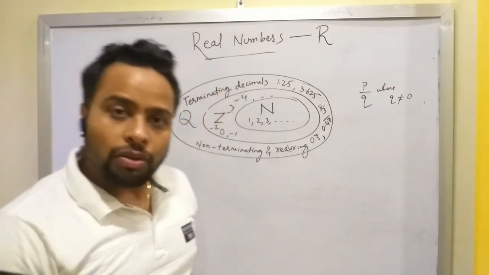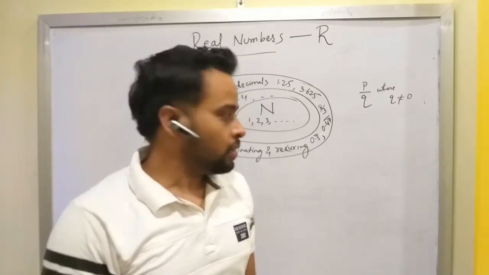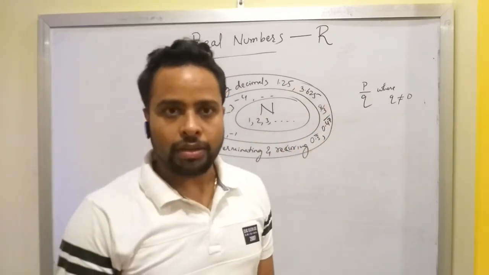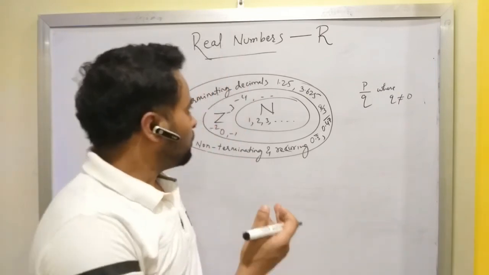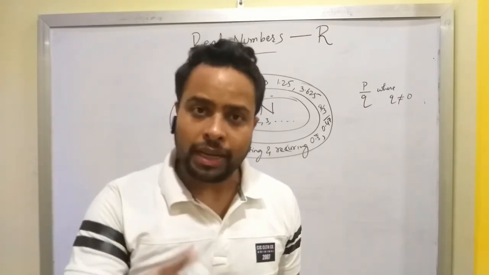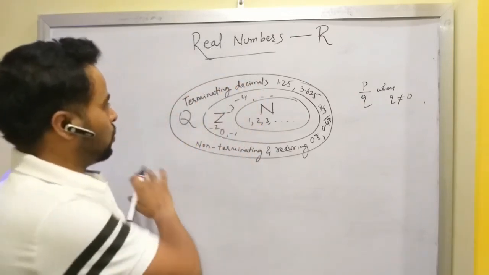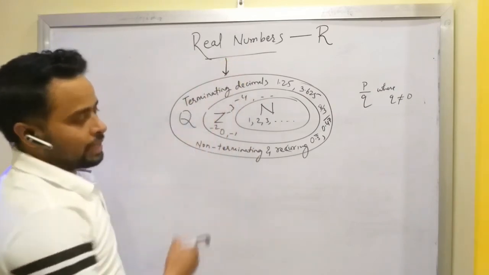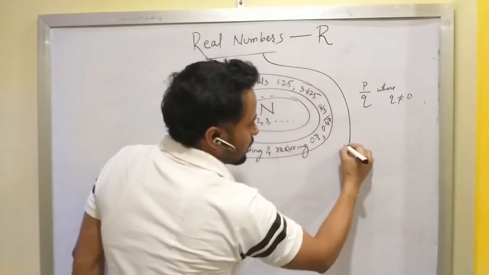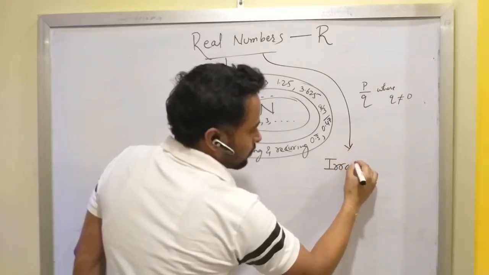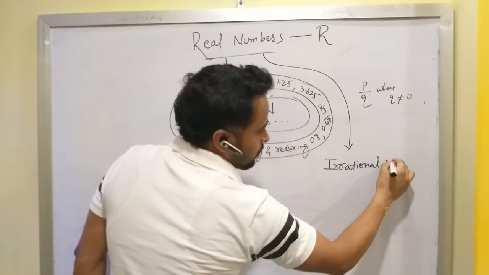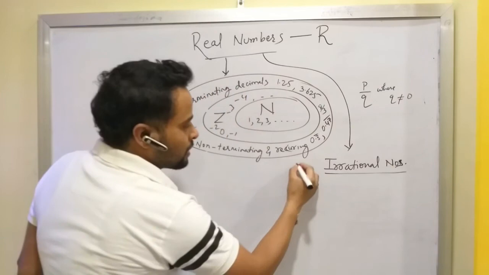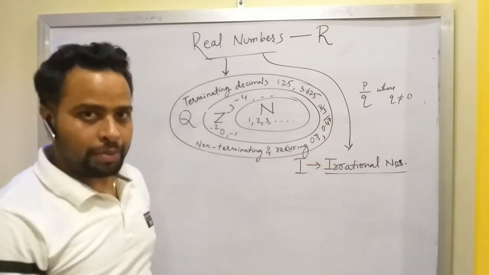Some students ask me, sir, whatever I know, all are real, isn't it? But you were saying that real means rational and irrational. This is rational. All are real numbers. These are one part as such. The other part is irrational numbers, denoted by capital I.